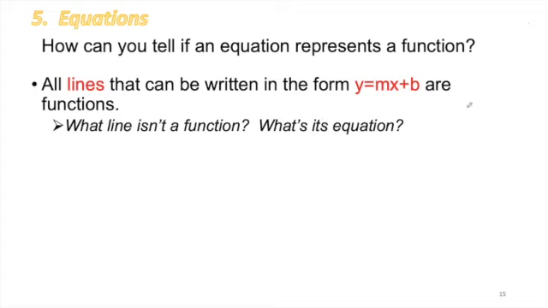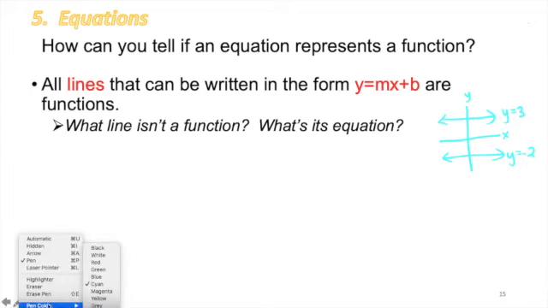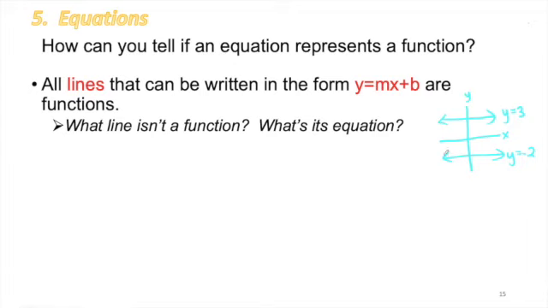However, which line isn't a function, and what's its equation? So remember, this line here is fine. That would be like y equals 3. That's fine. A line here would be like y equals -2. That's fine. This is your x and y. So horizontal lines are fine. The lines that aren't fine are your vertical lines, at like x equals, let's go -1 here. So what line isn't a function? It's vertical lines.